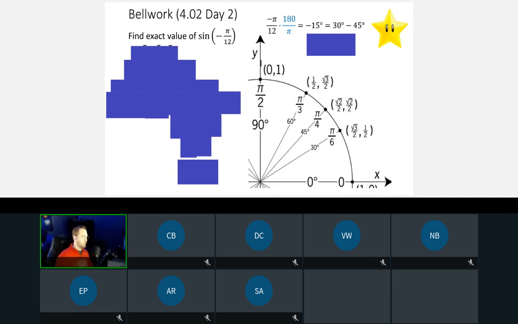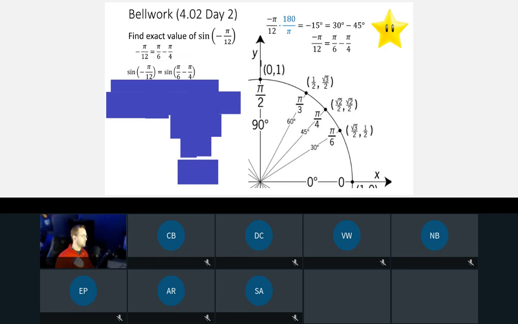And then I just put it back into radians. 30 degrees is pi over 6, and then 45 is pi over 4. So now I'm just going to rewrite negative pi over 12 as sine of pi over 6 minus pi over 4. So that's really the first part of this problem. Any questions so far? And again, this should be review from 4.02.